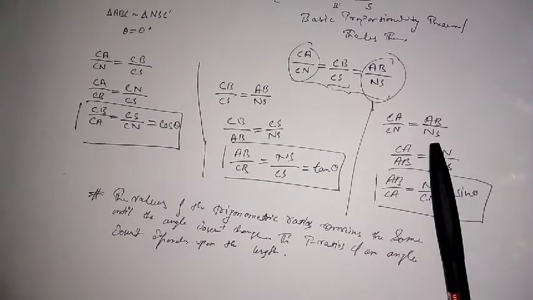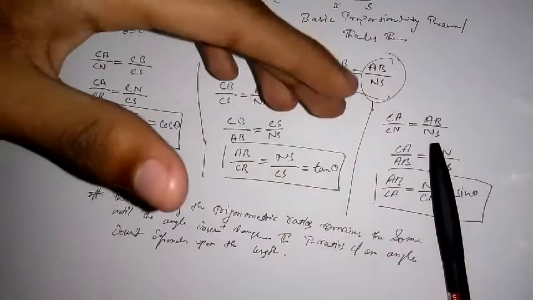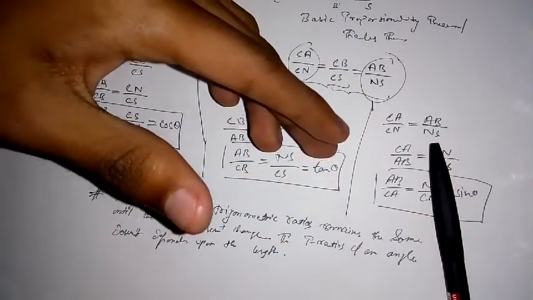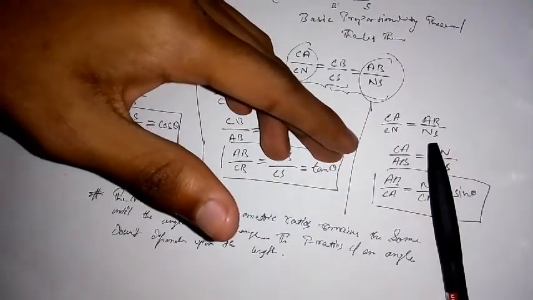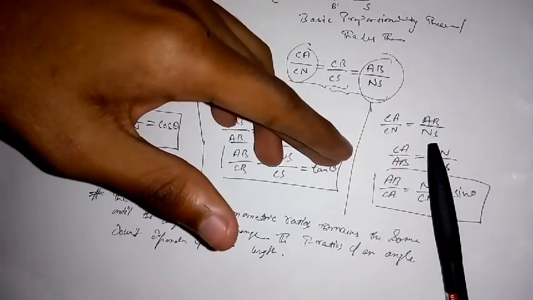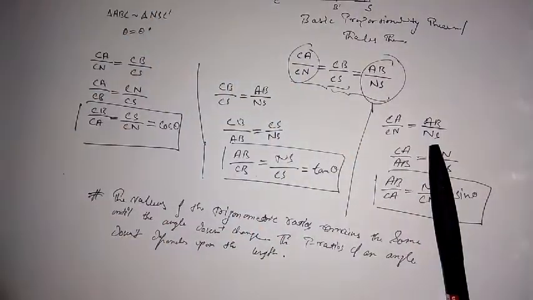So maybe the video is too long, so in the next part I will tell you the trigonometric ratios for different angle values, for example 0 degree, 30 degree, 45 degree, 60 degree, and so on. So let's meet you in the next video.